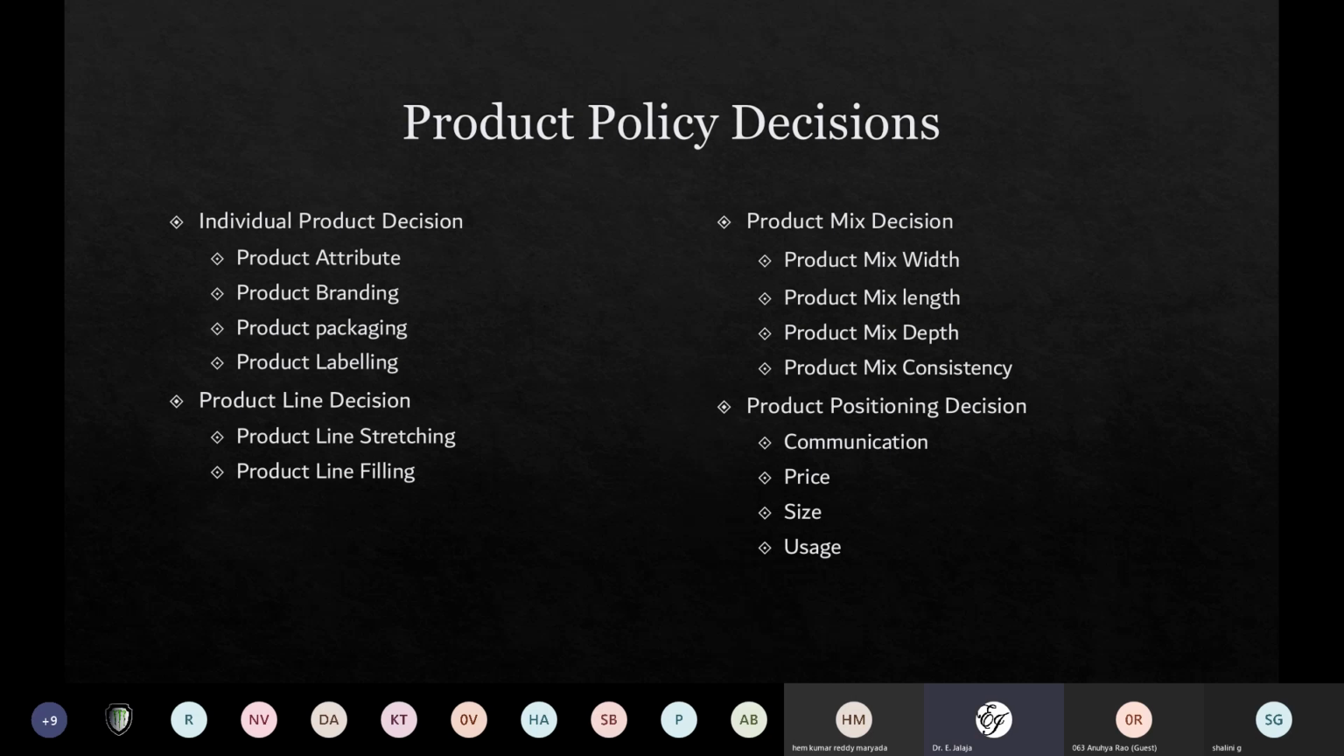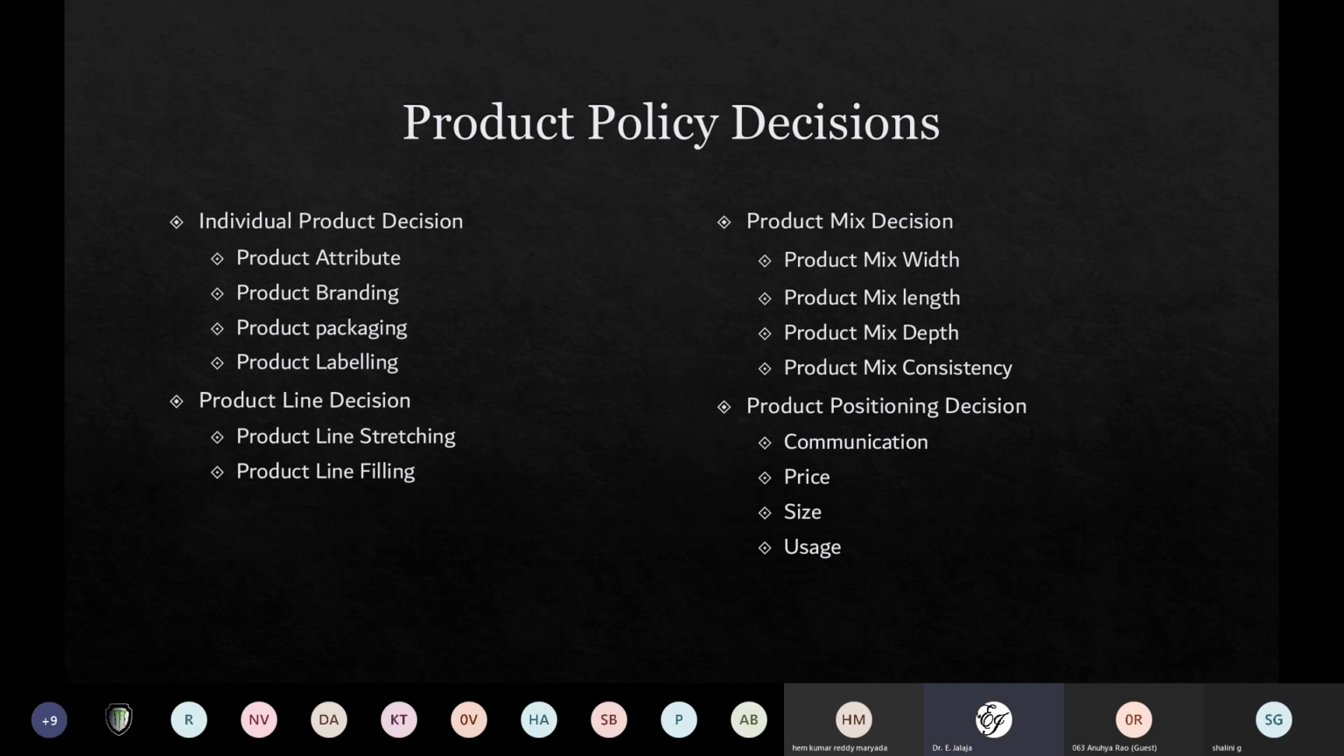And coming to product line decision. In the product line, you have line stretching, line filling. Okay, you also can include line pruning. Line pruning can also be included here. And related to product mix decision, it is width, length, depth, consistency. Already you might have studied this one in marketing, right? And positioning decisions, if you take communication, price, size, usage.